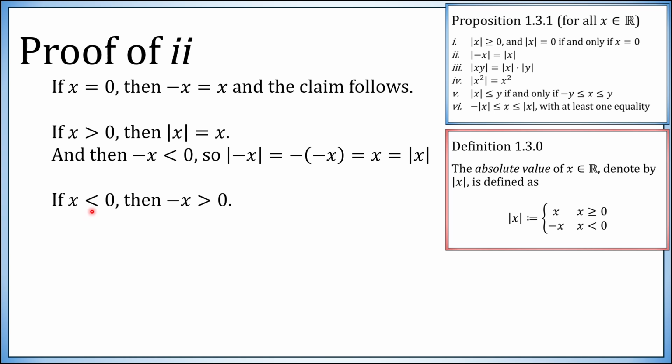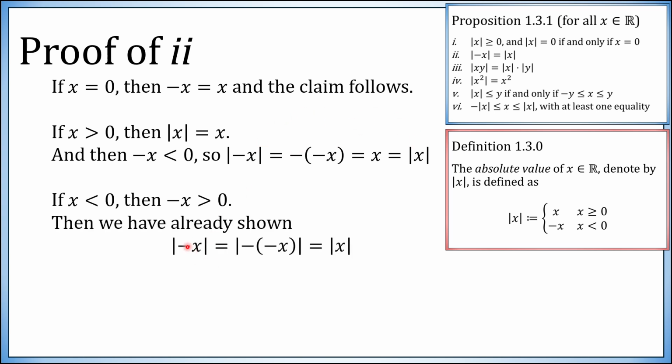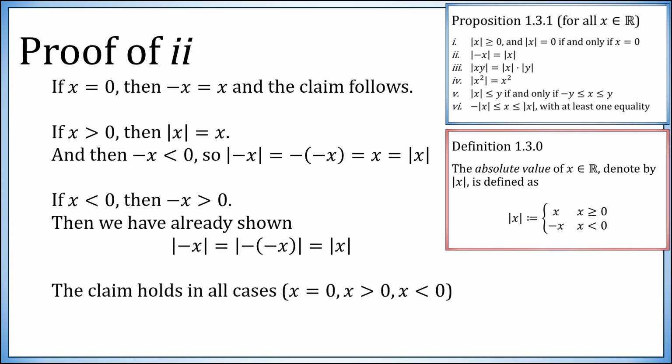What if x is negative? Well, we don't really have to do a separate case for this, because if x is negative, then minus x is positive. We've already established that for positive numbers, this holds. Meaning, the absolute value of minus x will be equal to the absolute value of minus minus x. But as we've already remarked, minus minus x is just x. So when x is negative, we again have this equality. So in all three cases, whether x was positive, negative, or 0, the absolute value of x, the absolute value of minus x, same thing.